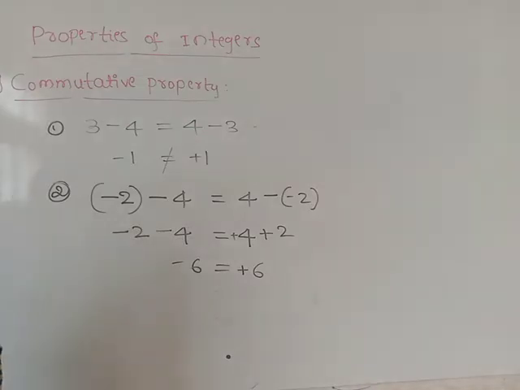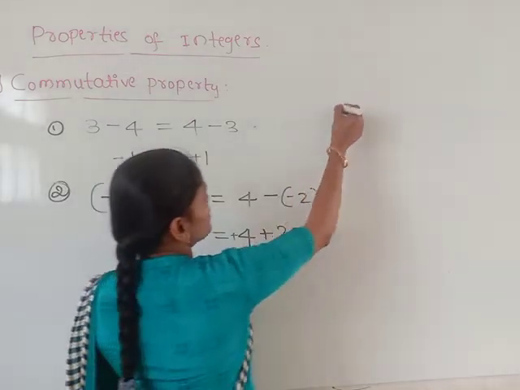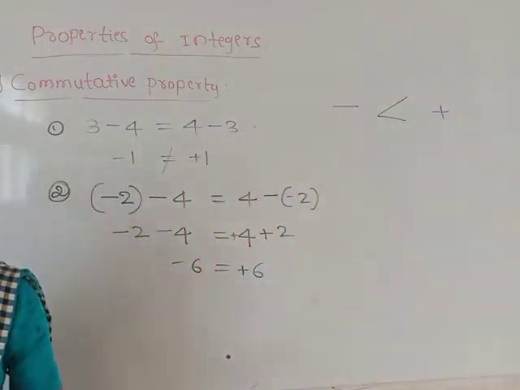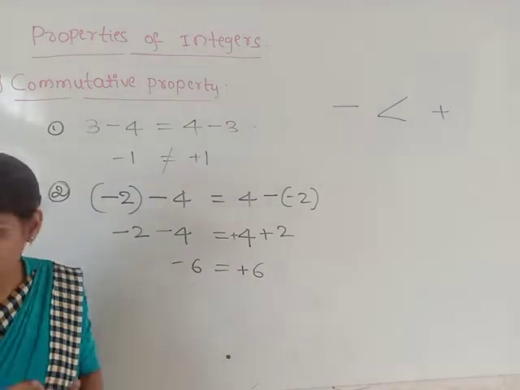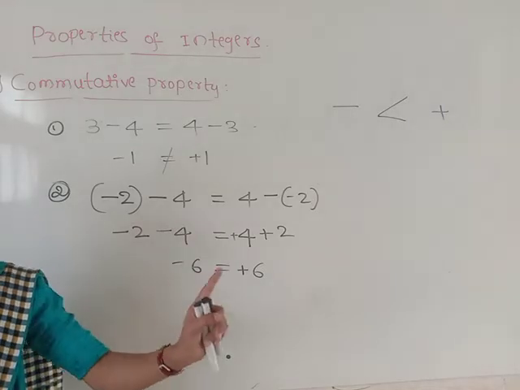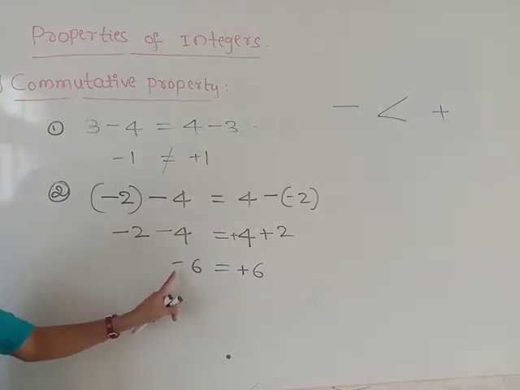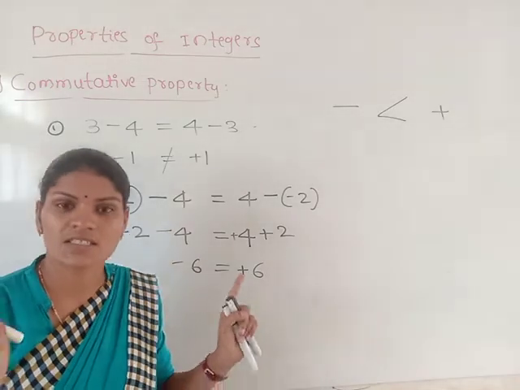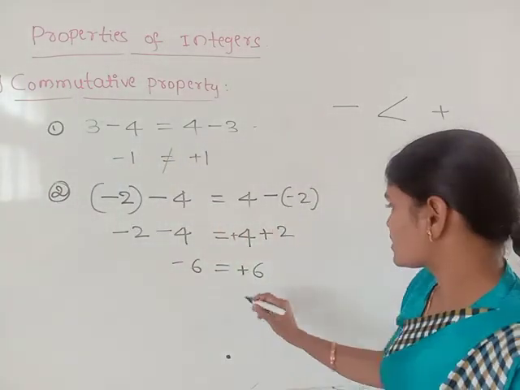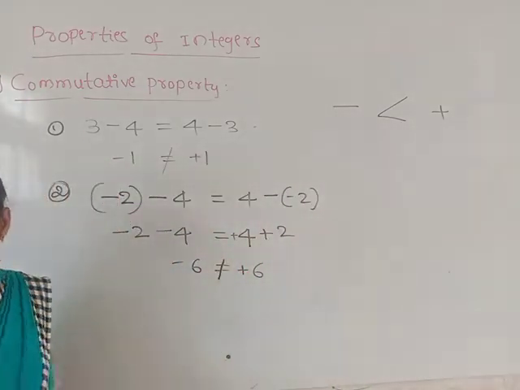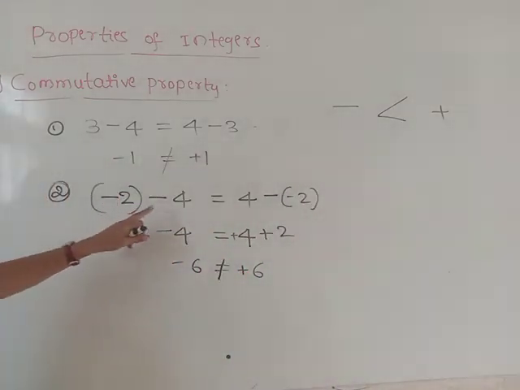Different or equal? Different. Why? Always the negative numbers are less than the positive numbers. They should not be equal even if you take the same digit. So always the negative numbers are less than the positive numbers. For that purpose, minus 6 is not equal to plus 6. So these two are not equal, when it is one negative and one positive.